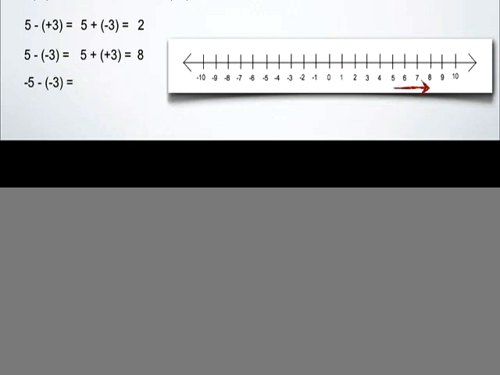Negative 5 subtract negative 3 becomes negative 5 plus the opposite, so plus positive 3. Negative 5 and positive 3, so moving right positive 3, leaves me at negative 2. And finally, negative 5 take away positive 3. Adding the opposite means we're really at negative 5 plus negative 3. So negative 5 and negative 3, or negative 3 more, leaves me at negative 8.